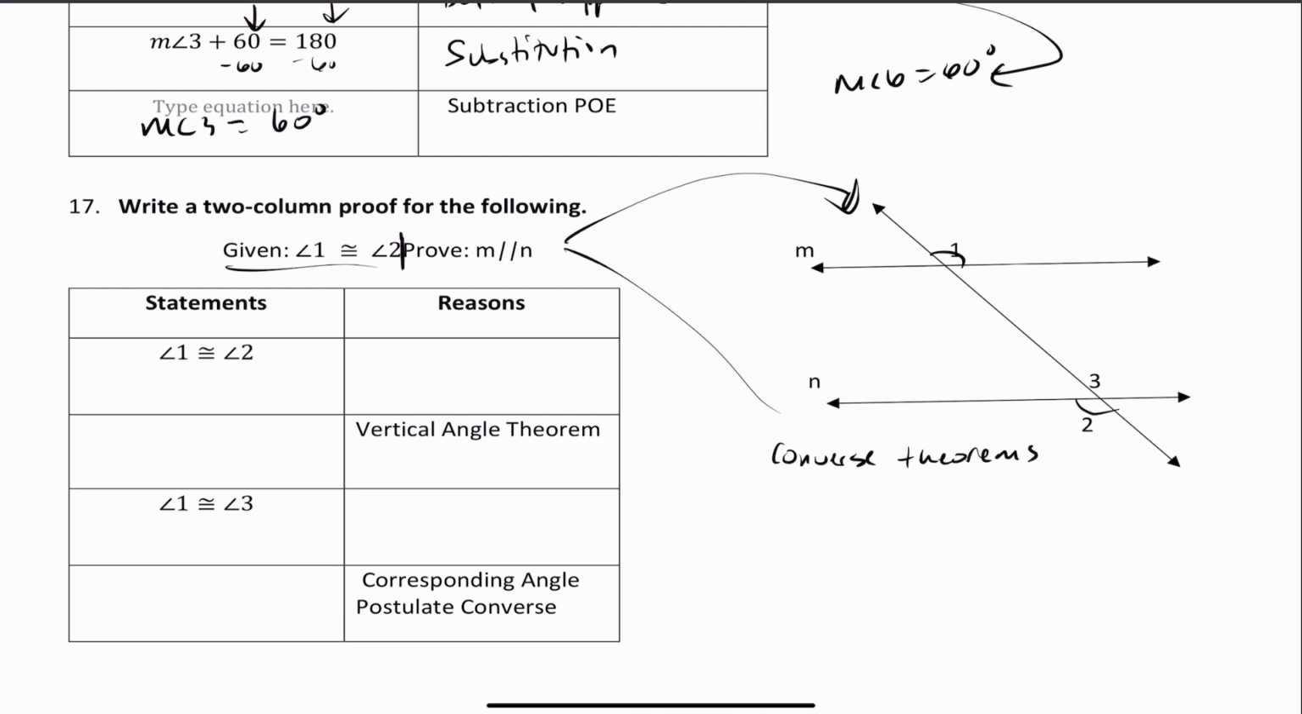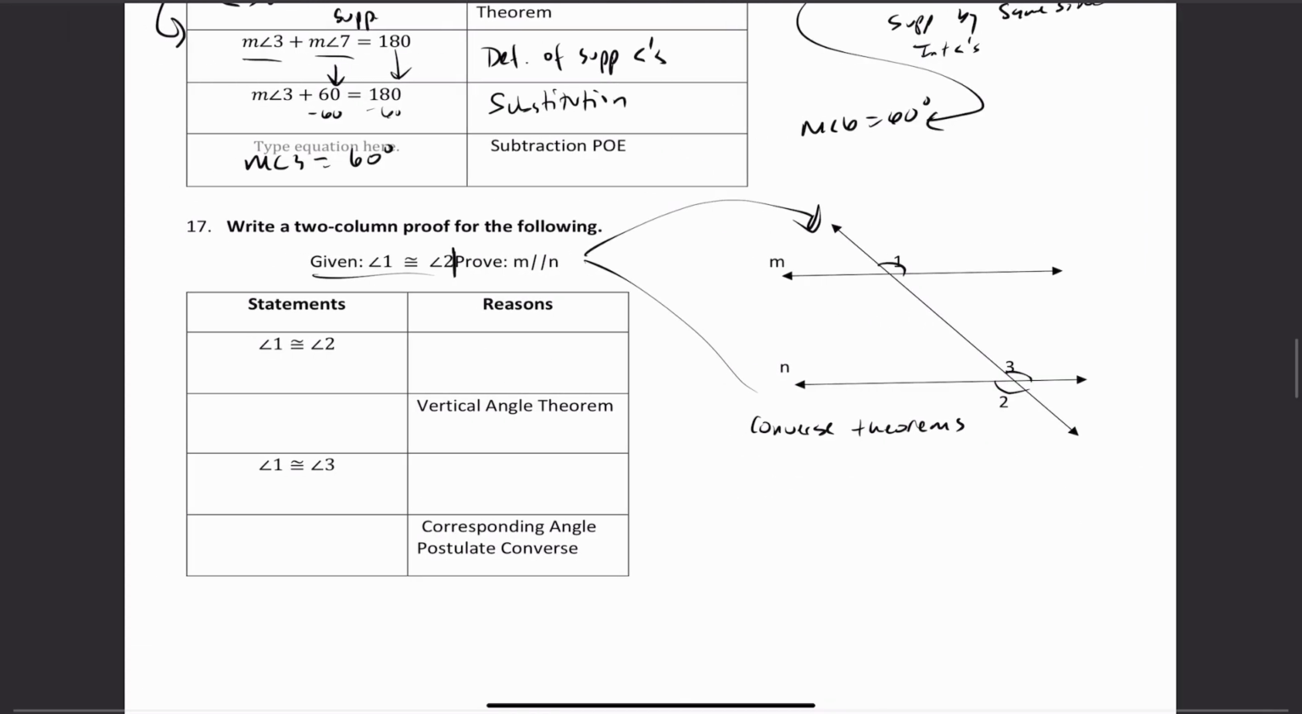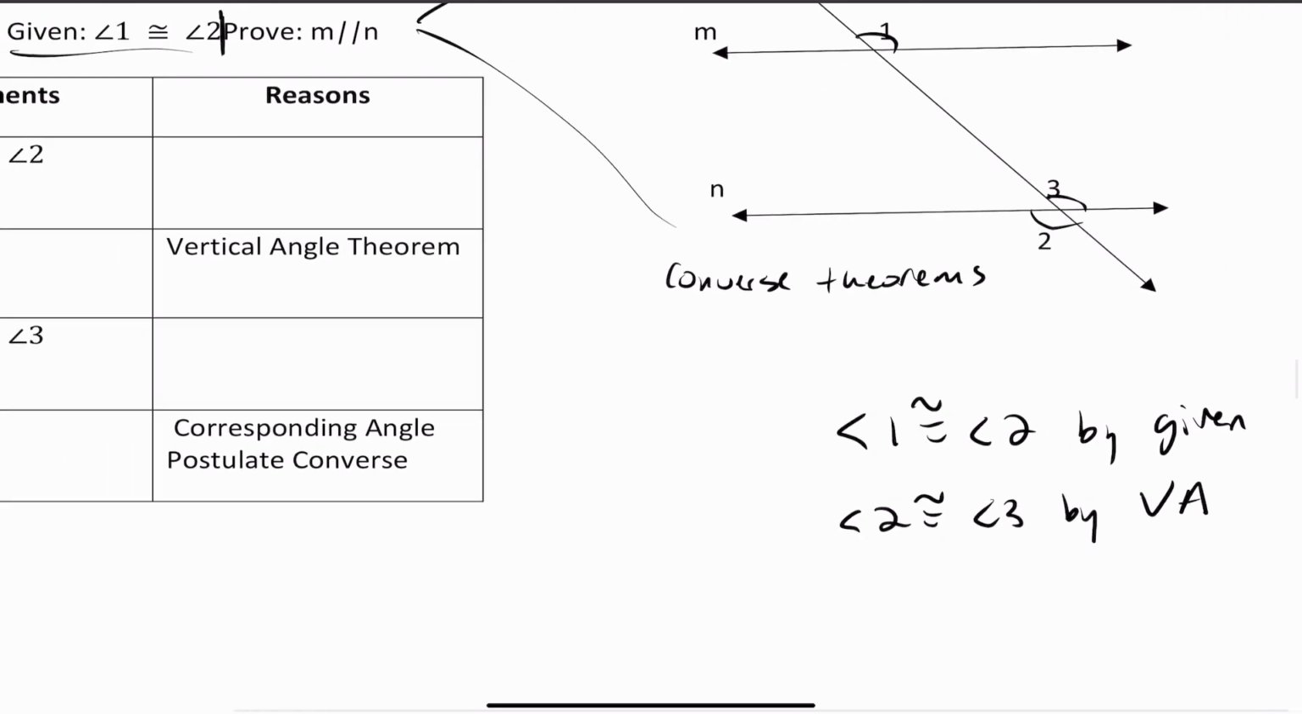So, y'all, let's take a look. Angle 1 is congruent to angle 2. Don't look at this. Angle 1 is congruent to angle 2, but notice that angle 2 is congruent to angle 3. Why? Because, of course, vertical angles, right? So we know that angle 1 is congruent to angle 2 by given, because that's what we can assume, and angle 2 is congruent to angle 3 by the vertical angles theorem, which we also can use because it's a proven theorem. And anything that's proven, we can use for our proofs unless stated otherwise. So vertical angles can be used in this case.